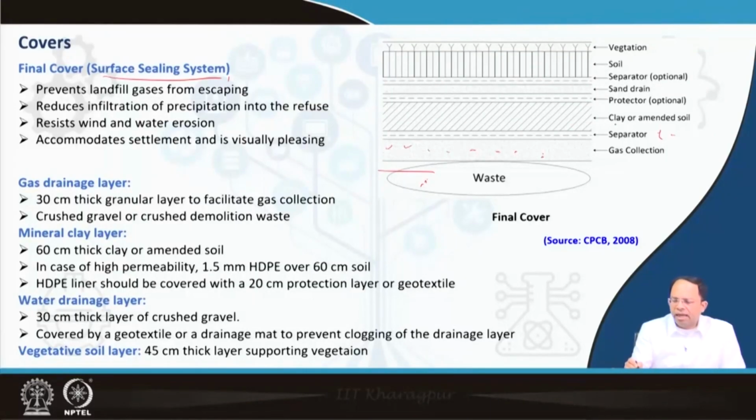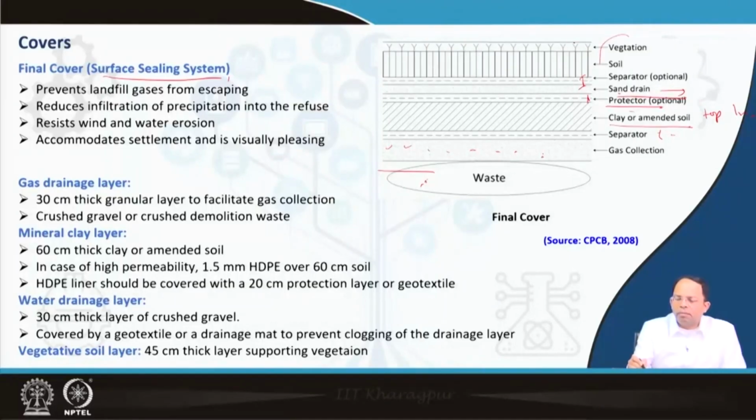Then there is a burial layer, which is again made of clay. So this is also called the top liner, if you want to. Then there is a protector layer. Again, it could be a protector layer of some sort of geotextile or some sort of membrane, right? So it prevents water from getting inside. Above there is a sand layer which allows drainage of water. Then there is again a separator layer, and at the top of it is the vegetation layer.